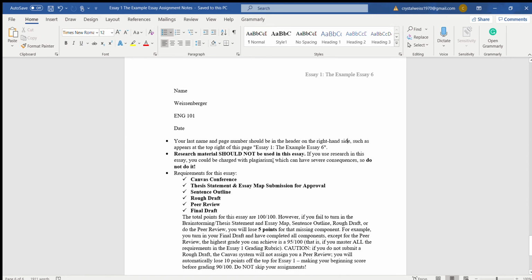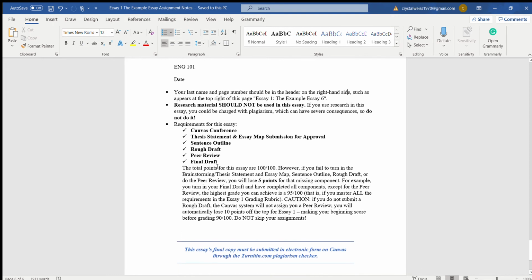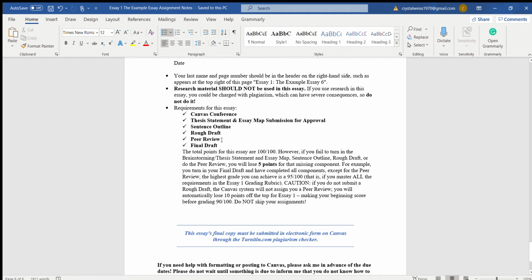Research material should not be used in this essay. If you use research material, you could be charged with plagiarism, which could have severe consequences, so don't do it. You haven't been taught how to use MLA, so you shouldn't be doing research because you won't know how to cite it correctly. So don't do it.